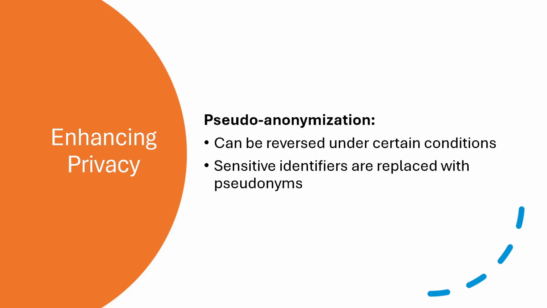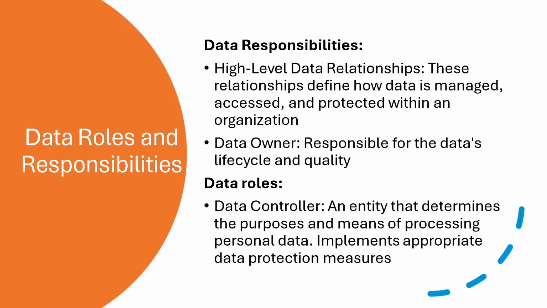Pseudo anonymization. Pseudo anonymization is the process of replacing private identifiers with fake identifiers or pseudonyms, which can be reversed under certain conditions. The original data can be recovered using a key or a mapping table, accessible only to authorized personnel. Data roles and responsibilities.